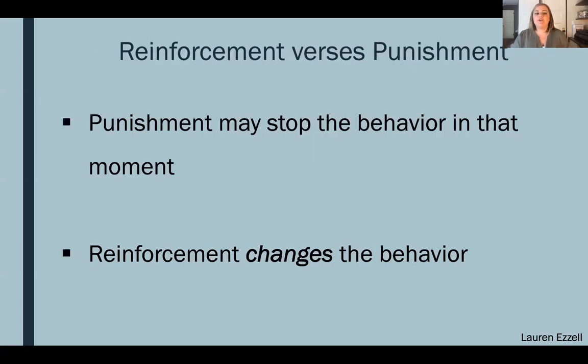Now, reinforcement versus punishment. Punishment may stop the behavior in that specific moment, but reinforcement changes the behavior. It encourages an increase of future positive behavior. Punishment just stops it in that moment, okay? It may feel easier to react with an emotional punishment, but that's just duct tape on a bumper. It's a temporary fix.